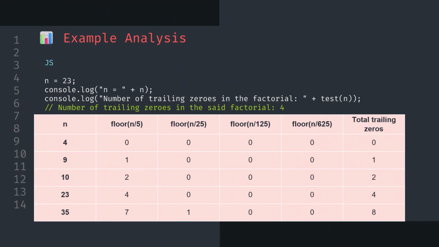Here, the table shows how each power of 5 contributes. For 35, floor of 35 divided by 5 is equal to 7, for numbers like 5, 10, 15, up to 35. And floor of 35 divided by 25 is 1. The number 25 contributes an extra 5, so the total is 8. This matches the sample output without computing big factorials.